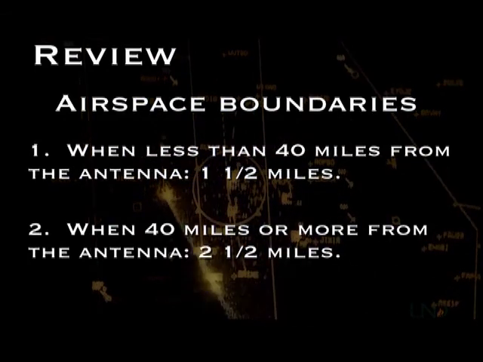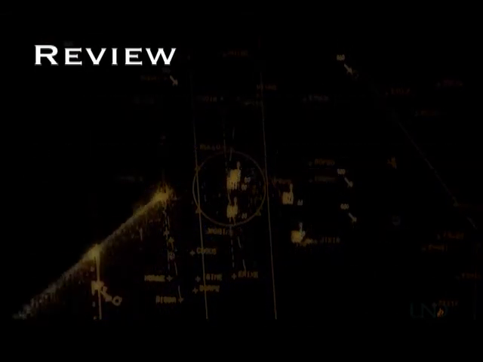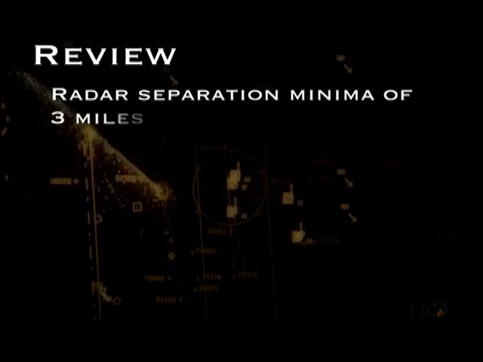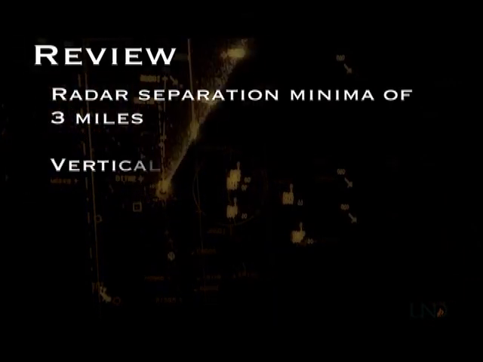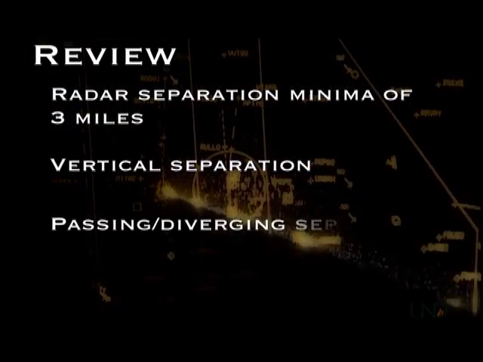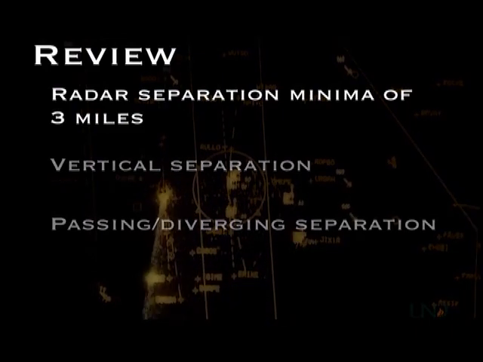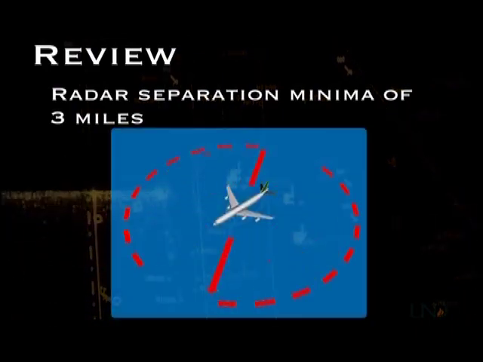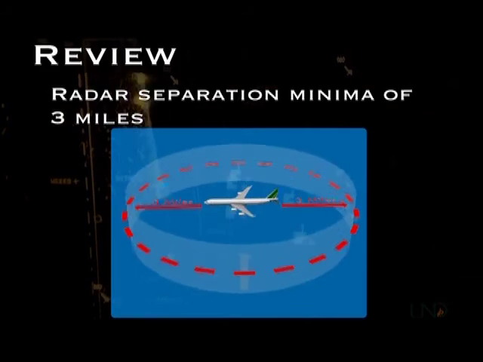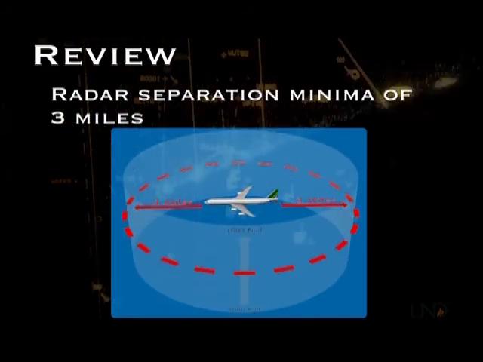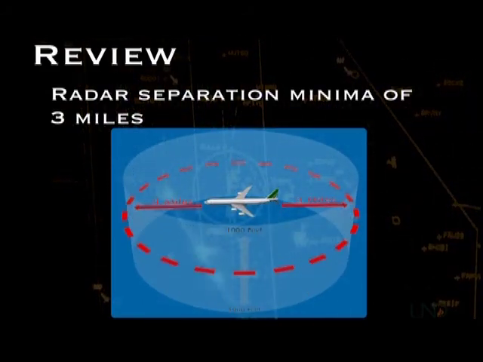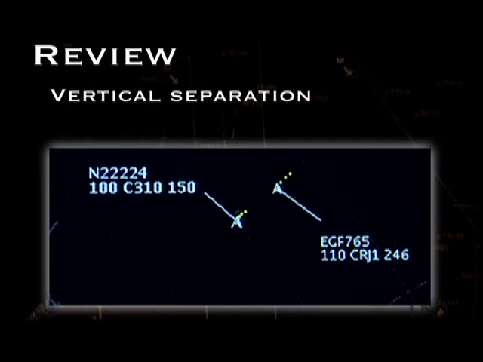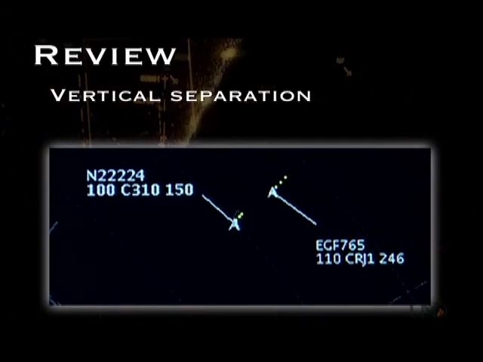There are 3 ways to apply separation in the terminal radar environment: the radar separation minima of 3 miles, vertical separation, and passing or diverging separation. Using the 3-mile rule means keeping all aircraft at the same altitude or within 1,000 feet of each other or obstructions at least 3 miles apart at all times. Using vertical separation means keeping aircraft separated from each other or obstructions by at least 1,000 feet vertically.